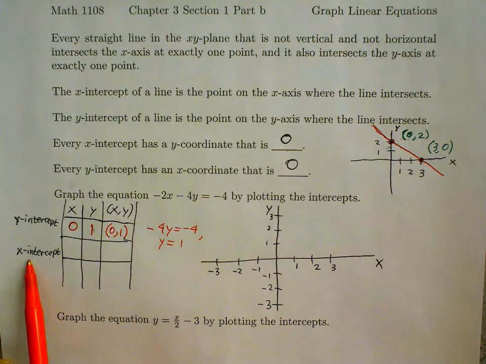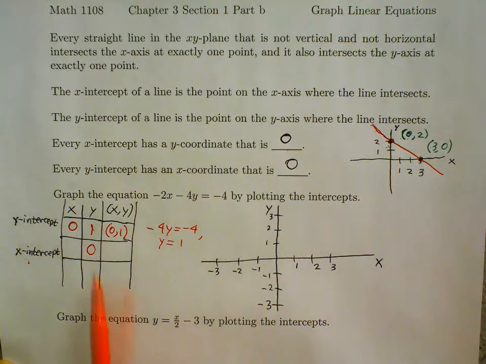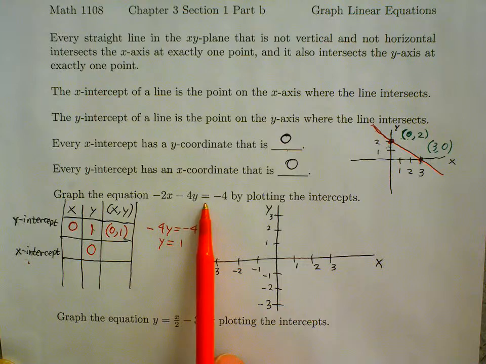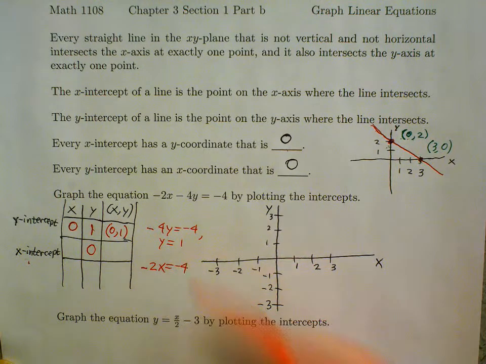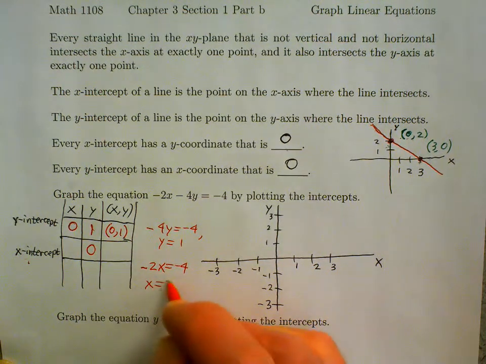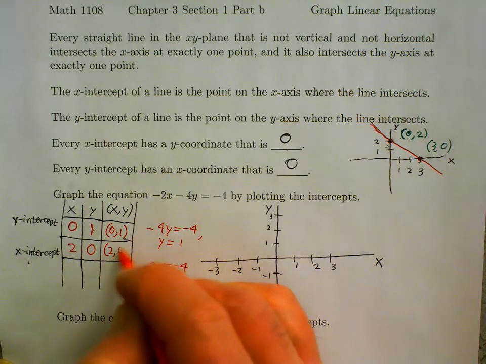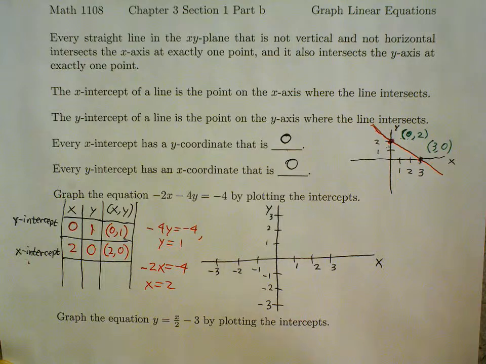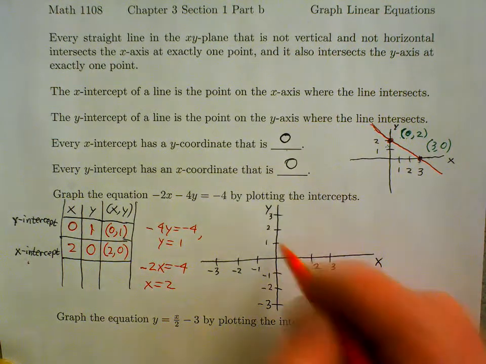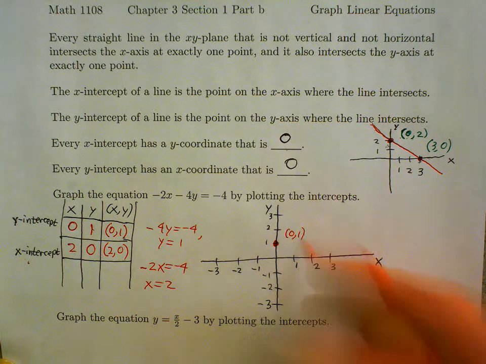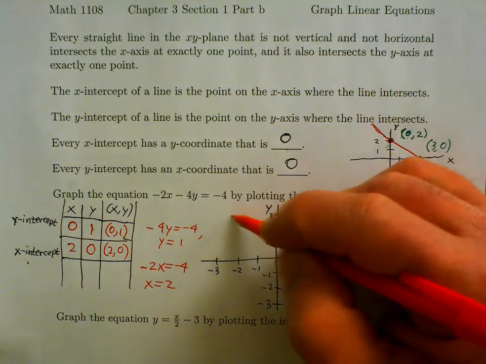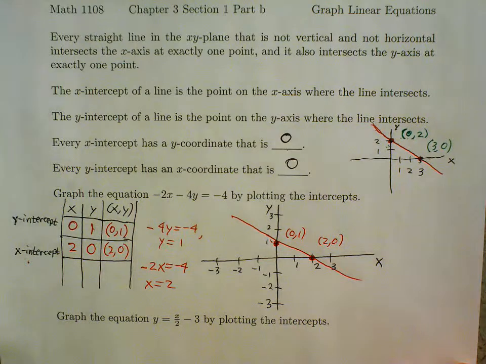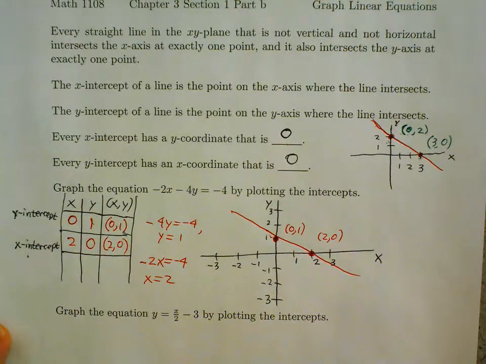To find the x-intercept, we remember every x-intercept has a y coordinate that's equal to 0. So this time in the equation, replace y with 0, and we're left with negative 2x equals negative 4. Divide both sides by negative 2, we get x equals positive 2. And so the ordered pair 2, 0 is the x-intercept. So we plot them. 0, 1 is right here. The ordered pair 2, 0 is right there. And then you can graph the line. Okay, that's all there is to it.